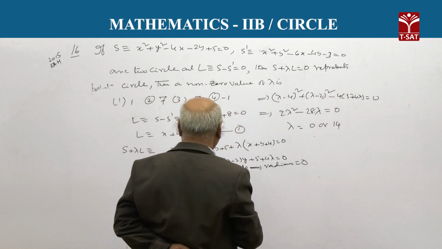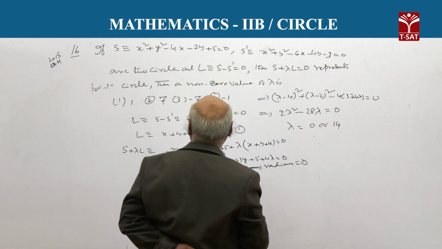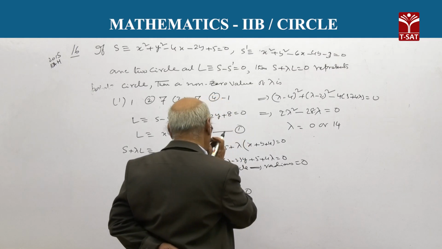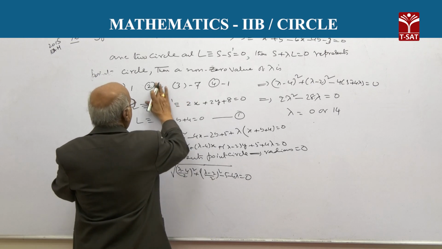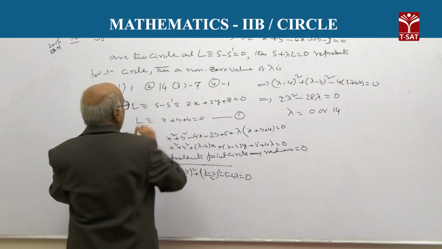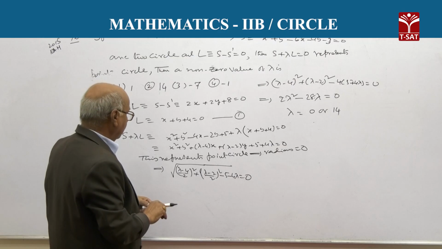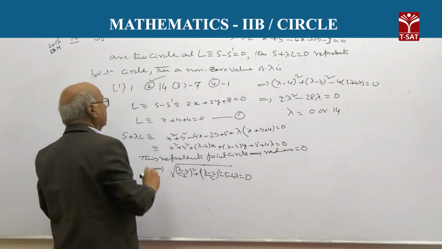So, therefore, when you write lambda, 14 is not there in the options. By mistake you are given 7 minus 1, but actually it is 14. So, the correct option is number 2.